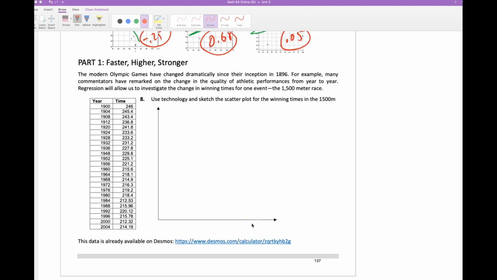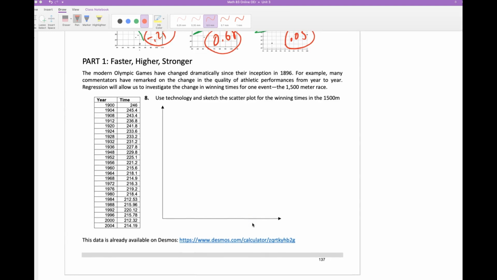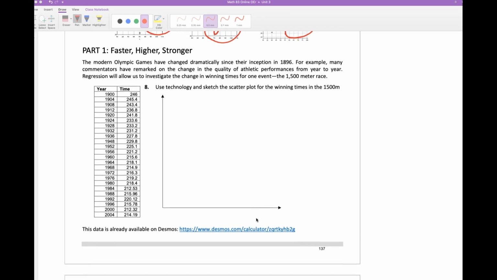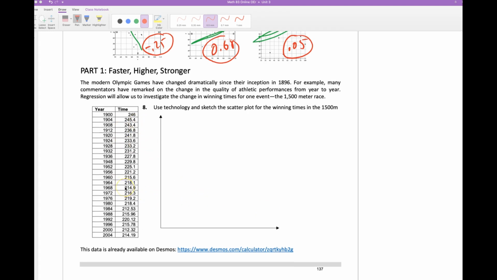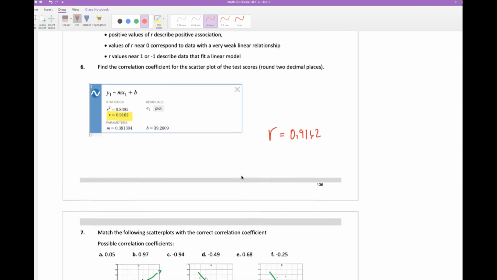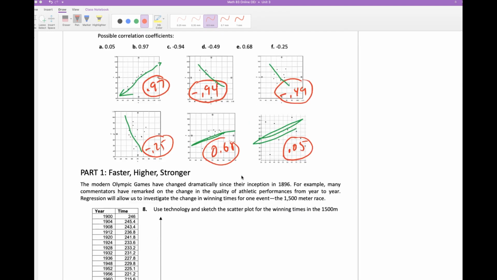Let's continue on with lesson 3.5. We're going to use Desmos more now to answer some questions. So instead of finding the line of best fit or the linear equation that goes through these data points, we are going to use Desmos to find the least squares regression equation like we did on the previous problem.